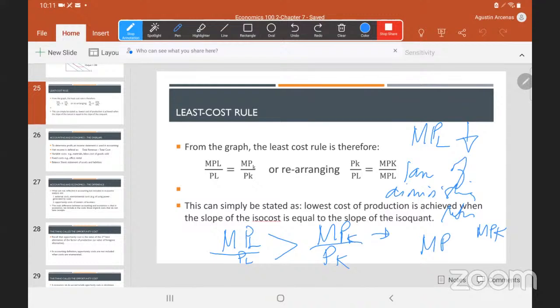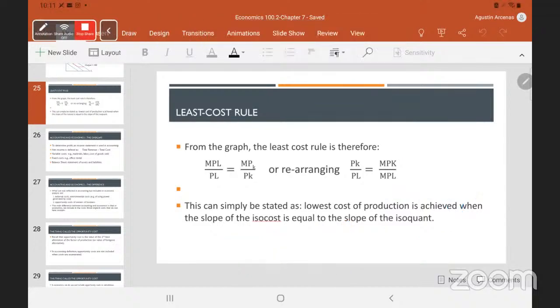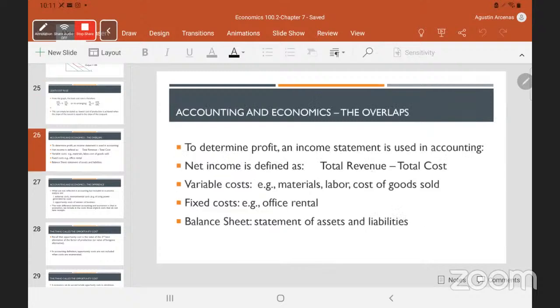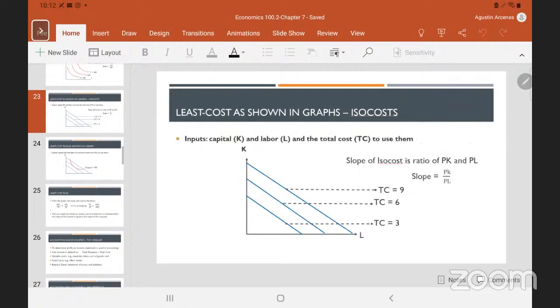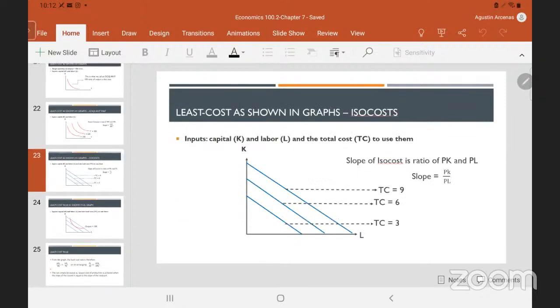Then kapag binawasan mo yung capital na unrequired na ginagamit mo, tataas naman yung marginal product of capital, again, to be consistent with the law of diminishing marginal returns. Okay? So ganun yan. Yan ang mahalaga na tandaan ninyo. So may mga graphical representation lang yan. That same equation can be represented by simply this.